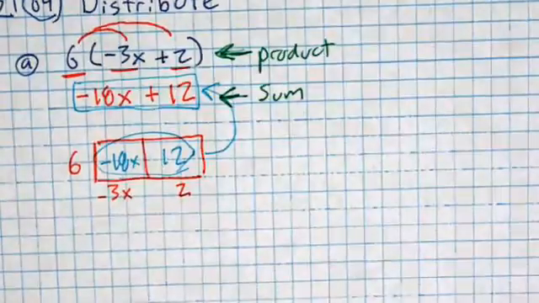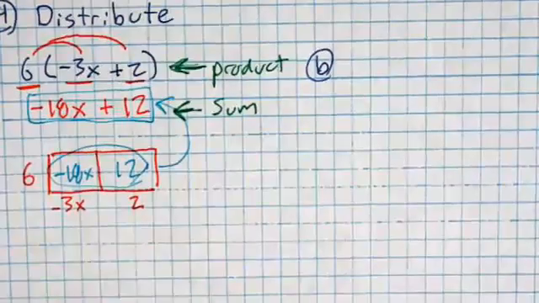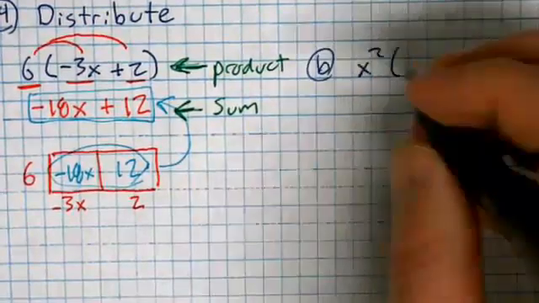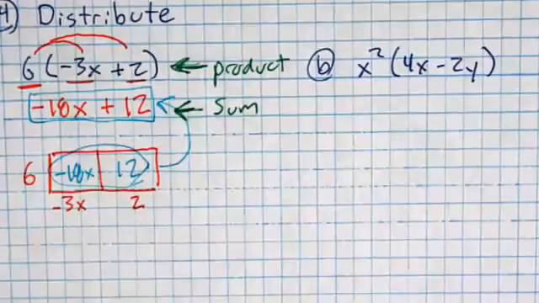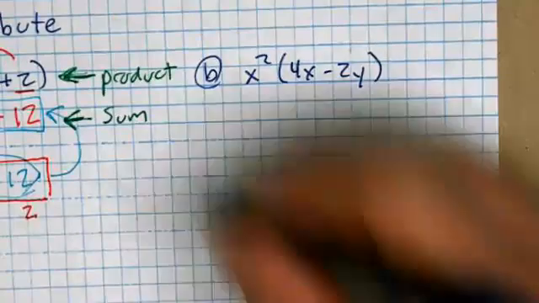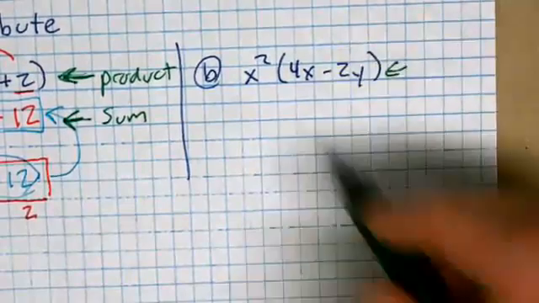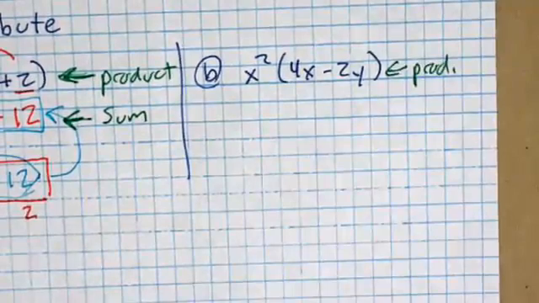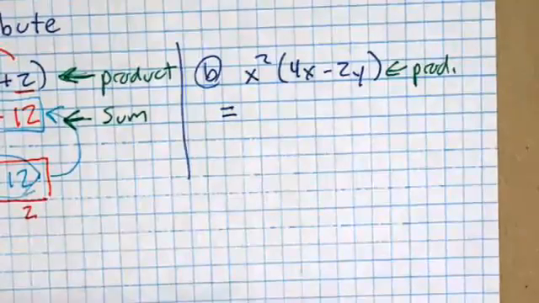So let's do part B. And rather than distributing with the little rainbow arcs, we're going to use the box to do it. So part B, let's write down our original. It was x squared on the outside, parentheses, 4x minus 2y. And let's go ahead and label that. Is that a product or a sum? That's a product. I'm multiplying things together, so that's a product. We're going to turn that into a sum, something that it's equal to. We're going to do that by creating a box.